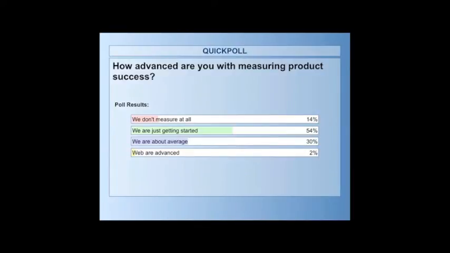So here are some results, and I would say this isn't atypical. We see that the emphasis on metrics is definitely a big trend right now, but it's something that people are generally just getting started at, or are moving to what they would self-define as average, as opposed to advanced.